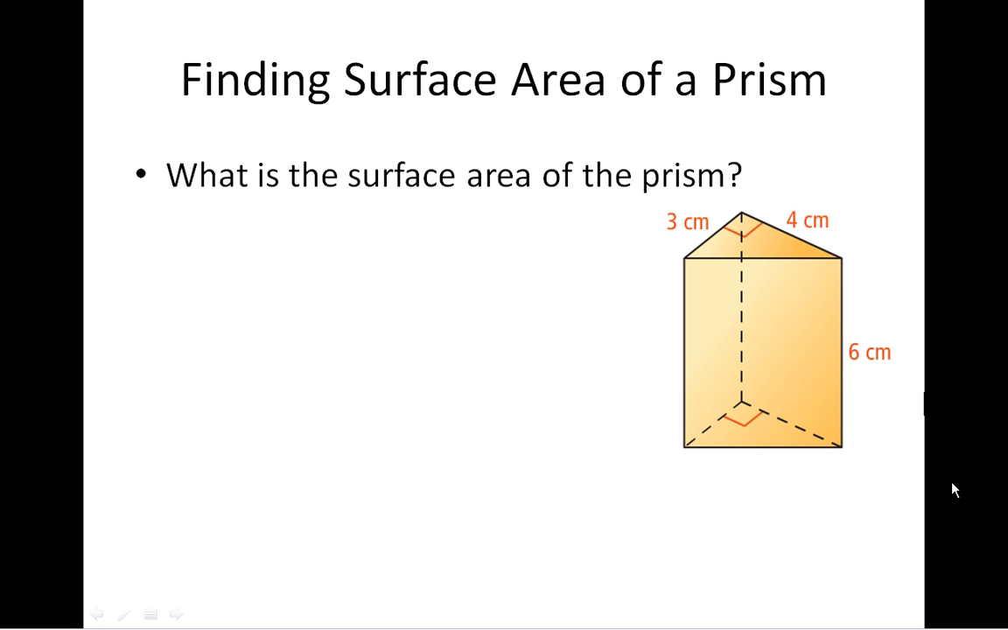Now in this figure, a slightly different figure, we have a hexagonal prism because the bases are hexagons.